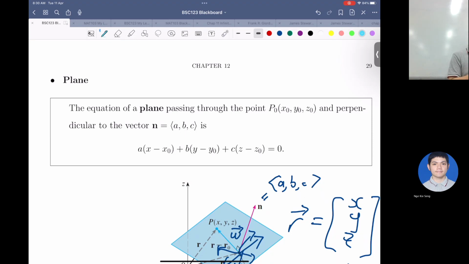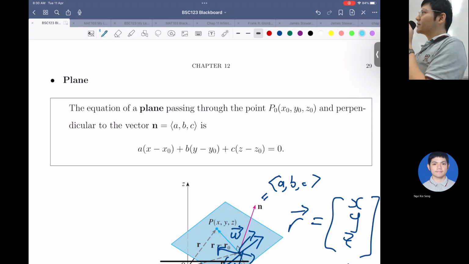How much information do we need? Two. One is a point on the plane. The other is the normal vector. Normal vector means 90-degree perpendicular to the plane, not a vector on the plane, right? So A, B, C here correspond to the normal vector, and x naught, y naught, z naught correspond to the point on the plane.